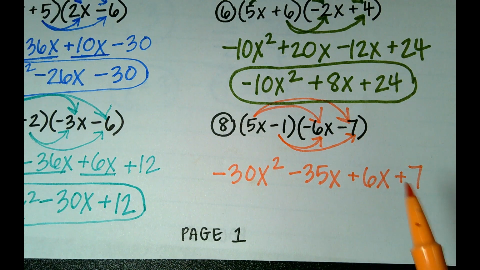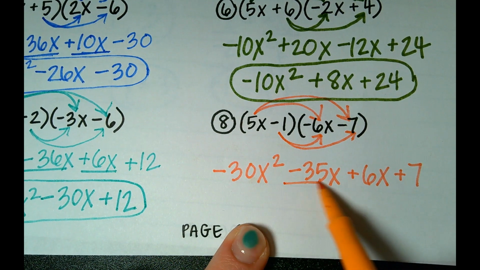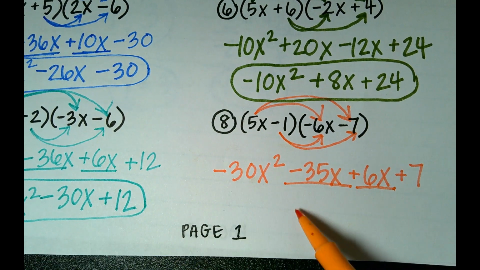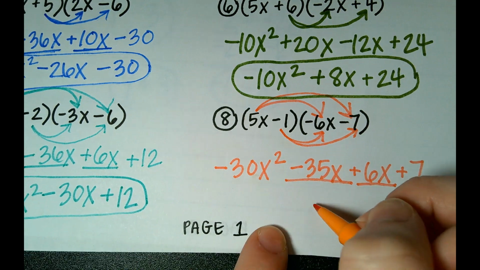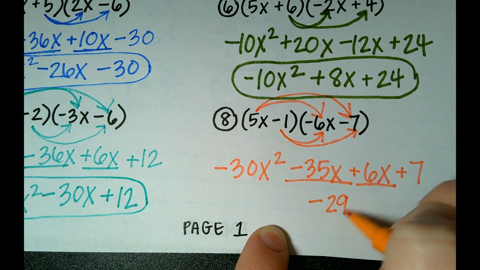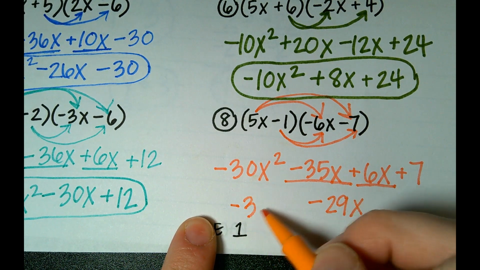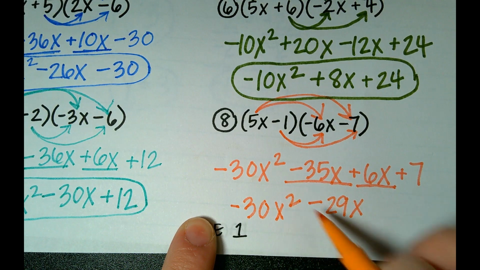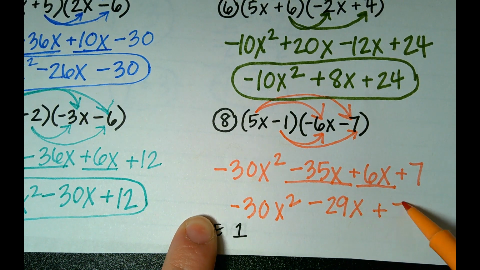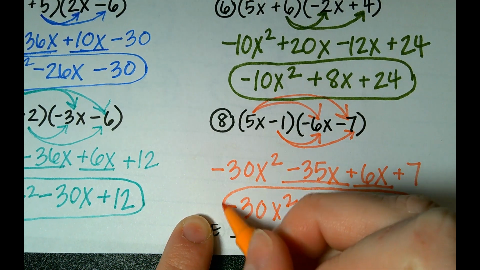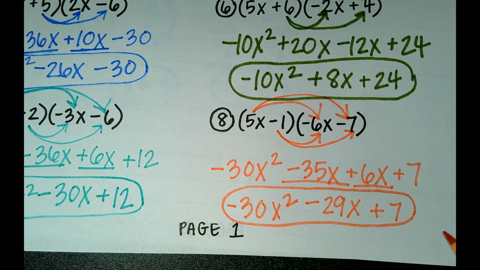Okay, now let's look at our middle terms. -35x plus 6x, that does give us -29x. So -30x squared minus 29x plus 7. Okay, that is our whole first page.